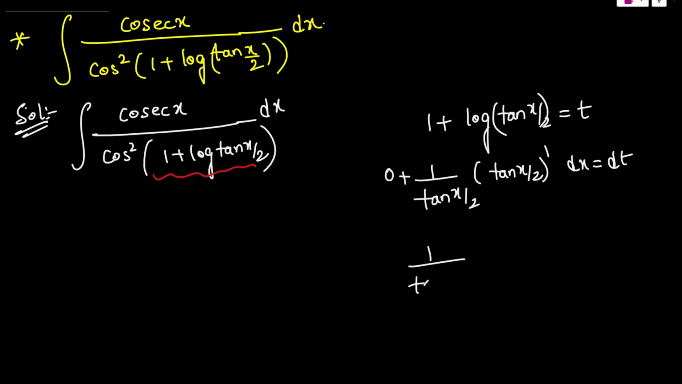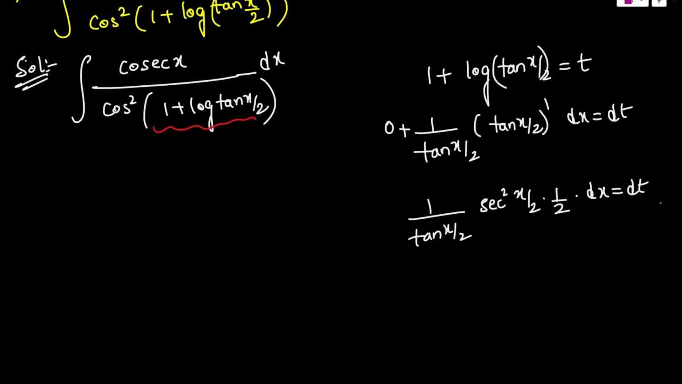From this what I'll be getting is 1 by tan x by 2. What is the tan x derivative? We know that the tan x derivative will be secant square of x. So secant square of x by 2, and x by 2 derivative will be 1 by 2, into dx must be equal to dt. If you have any doubts in any step, pause it and let me know in the chat box. I'll let you know how to proceed further. Yes, I feel like you understood.